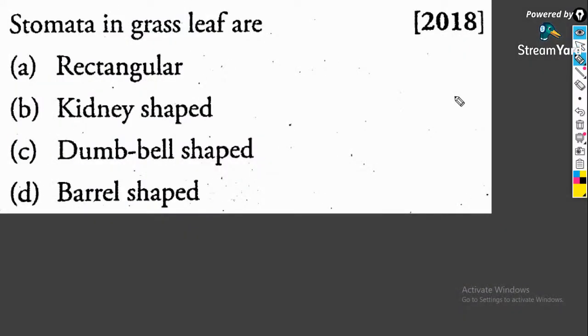I need the complete answer from everyone. Yes, we can start. First question: stomata in grass leaf are rectangular, kidney shape, dumbbell shape, or barrel shaped. Answers in the chat box. Stomata in grass leaf are.